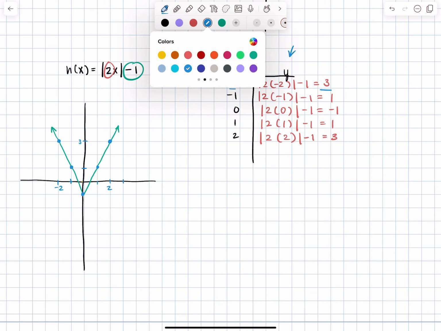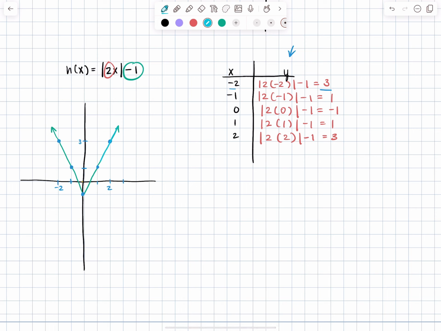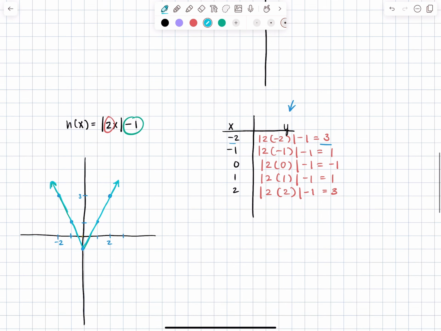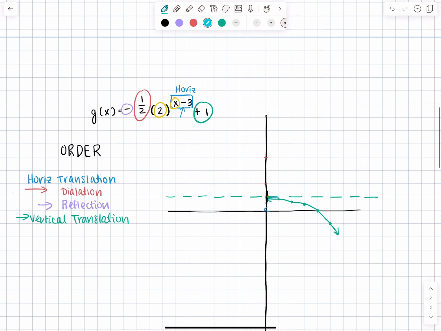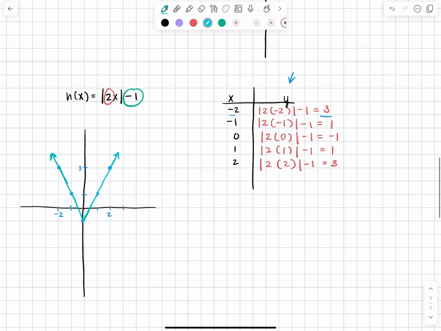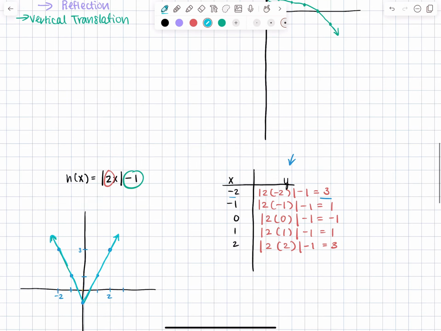So as you can see, it's the exact same graph. The points match up, the connecting of the points line up as well. I know it's not perfect, but it lines up exactly. So either way, whether you use the order for transformations or you use the table, you're going to get the correct answer.